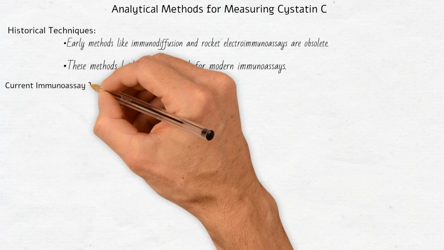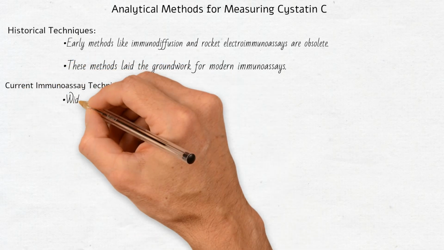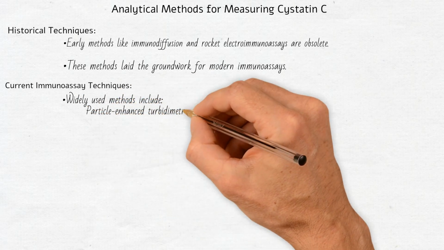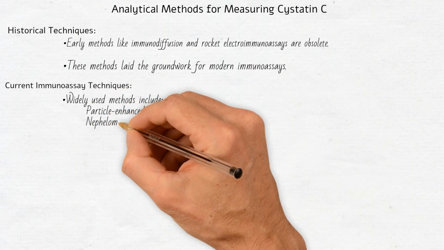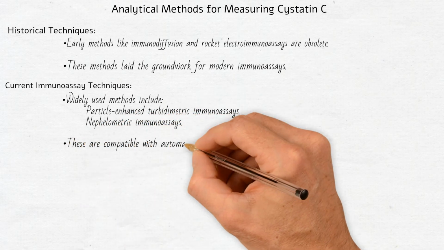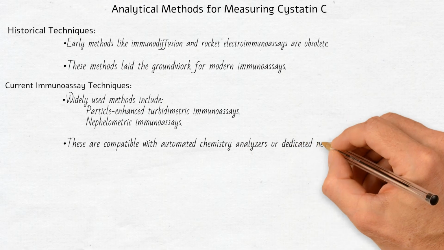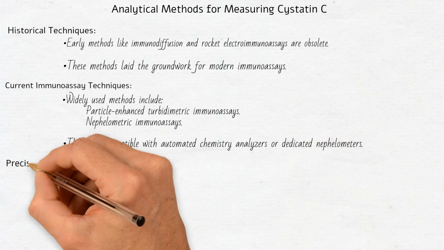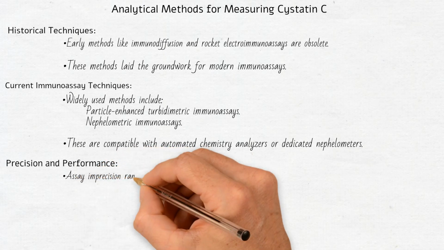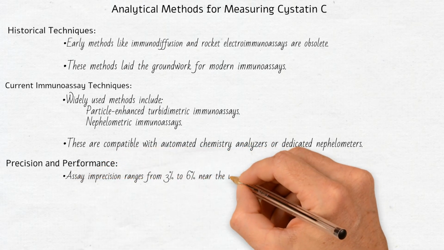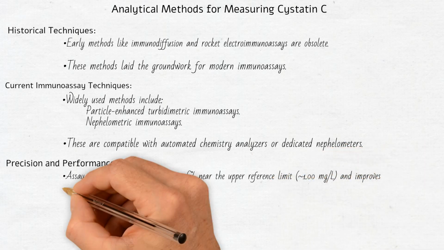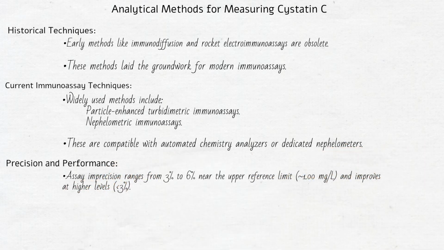Current immunoassay techniques. Widely used methods include particle-enhanced turbidimetric immunoassays, nephelometric immunoassays. These are compatible with automated chemistry analyzers or dedicated nephelometers. Precision and performance. Assay imprecision ranges from 3% to 6% near the upper reference limit, 1.00 mg per liter, and improves at higher levels, less than 3%.